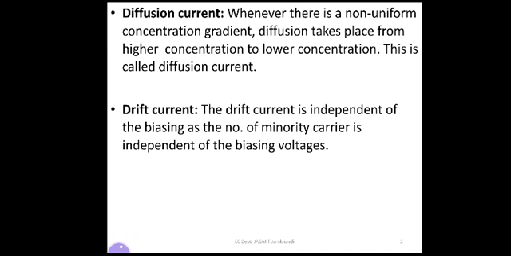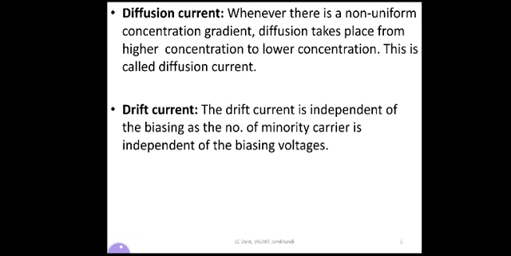So we know that there are two different types of currents, diffusion current and drift current. Let us discuss this first. The first one is the diffusion current. Whenever there is a non-uniform concentration gradient, what do we mean by that? At one place we have a high concentration of carriers and at another place a low concentration of carriers.